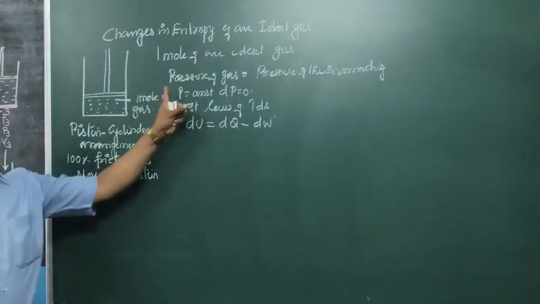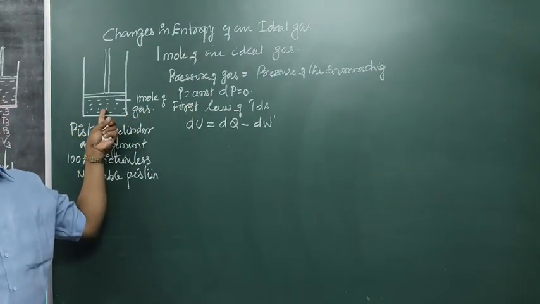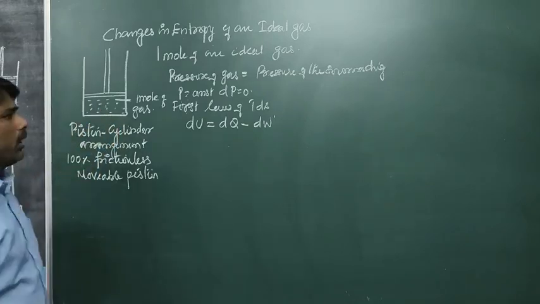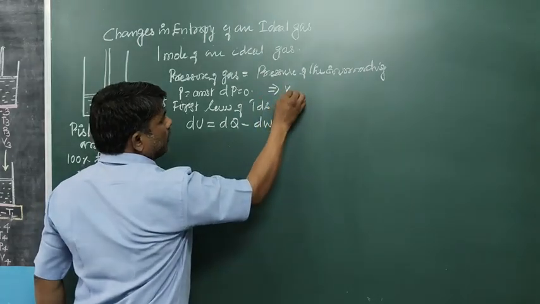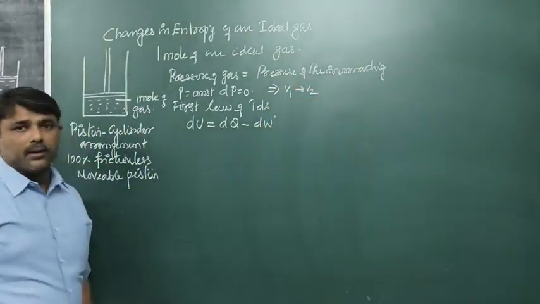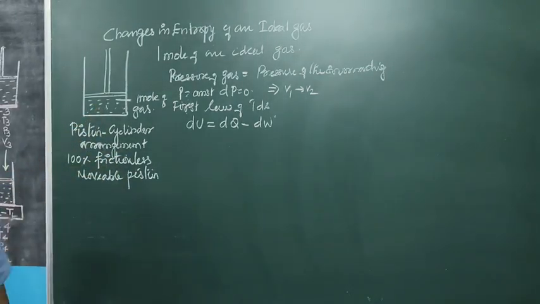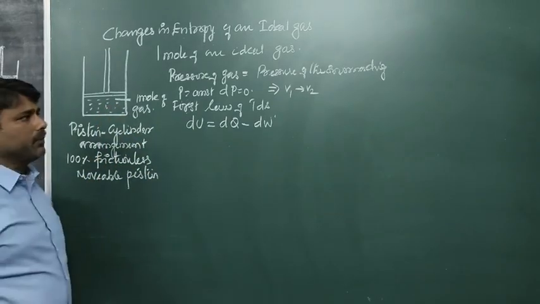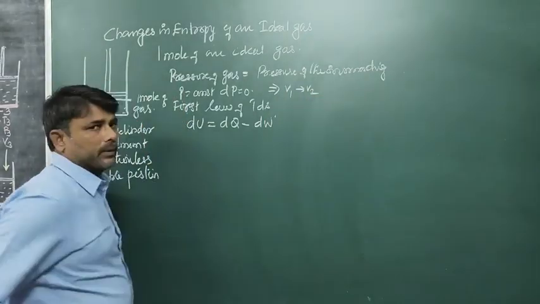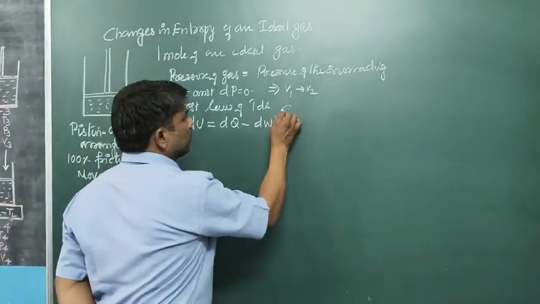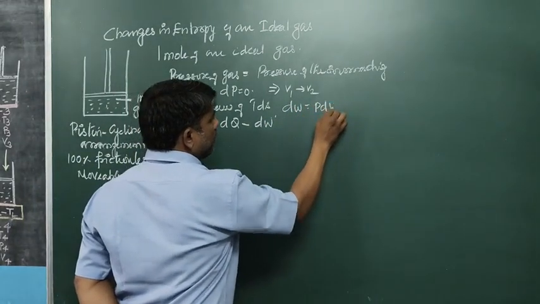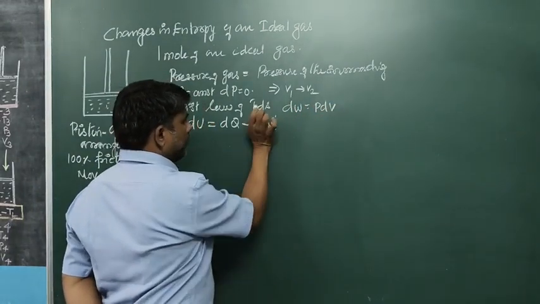When pressure is constant, the gas is allowed to expand reversibly from a volume V1 to V2. Reversibly means whatever work is done by the system is used completely for expansion. Hence it is called reversible expansion. The amount of work done is dW = P dV.